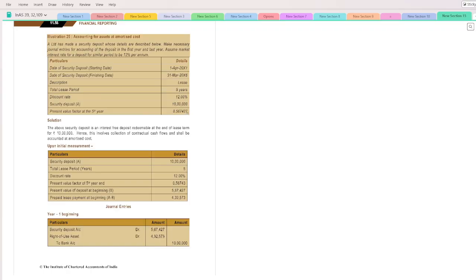So this is your 1 plus 0.12 raised to the power 5. So this is the discounting value. This is coming. So 10 lakh into this one. So this will be your present value. So the present value it will be coming this one. Then this minus this. Okay. So the 10 lakh minus your present value, it is coming 432,573.